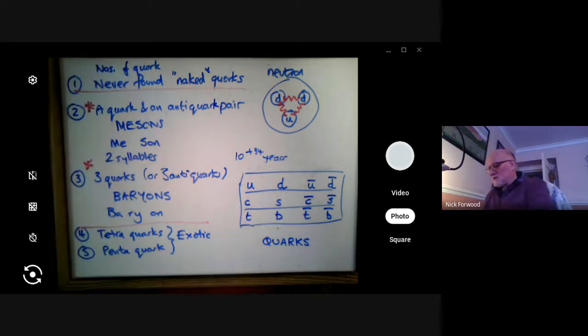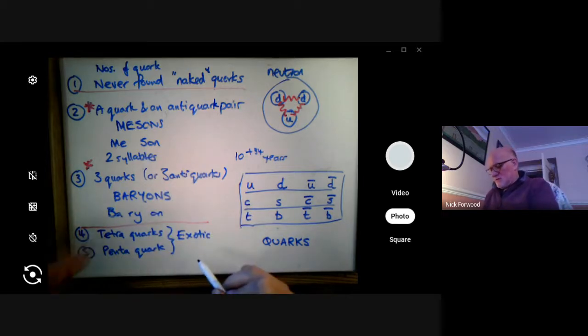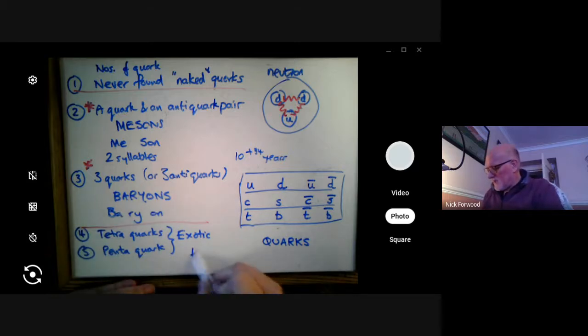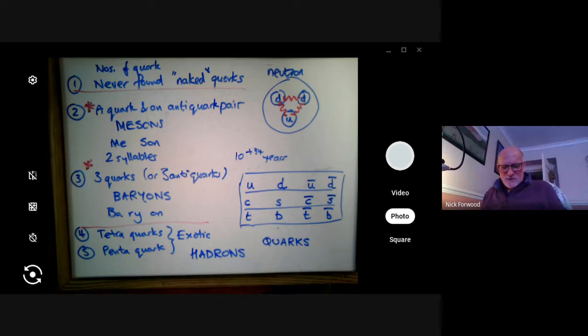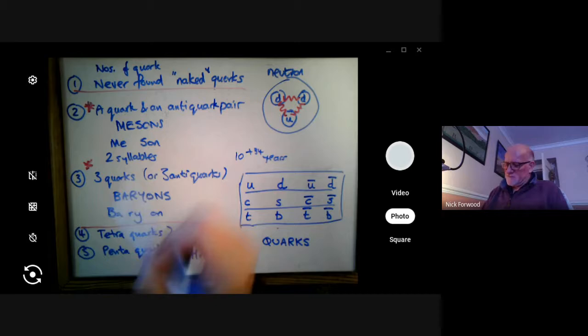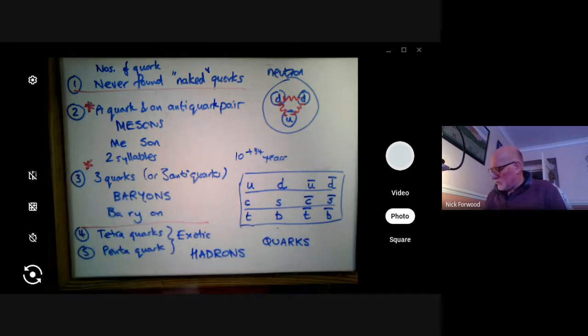All of these groupings of quarks, mesons and baryons, whether it's tetraquarks or pentaquarks, are all grouped together in a much bigger group called hadrons. So what are hadrons? A hadron is a composite particle made of 2 or more quarks. 2 quarks, 3 quarks, 4 quarks, 5 quarks. These are all called hadrons.